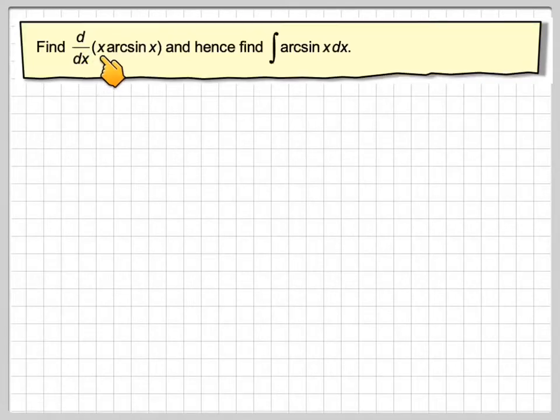Find d dx of x arc sine of x, and hence find the integral of arc sine x dx. This is a typical sort of question. We're going to find this, and then we'll perhaps be able to rearrange it to find this. Now, here we've got x times arc sine of x, so immediately that should let you know that you have to use the product rule.